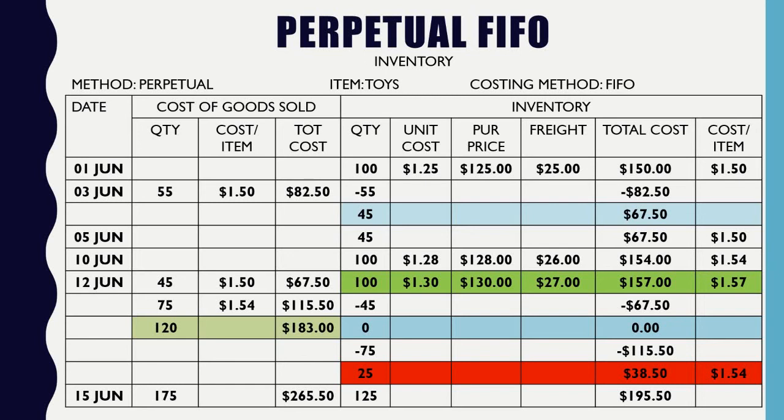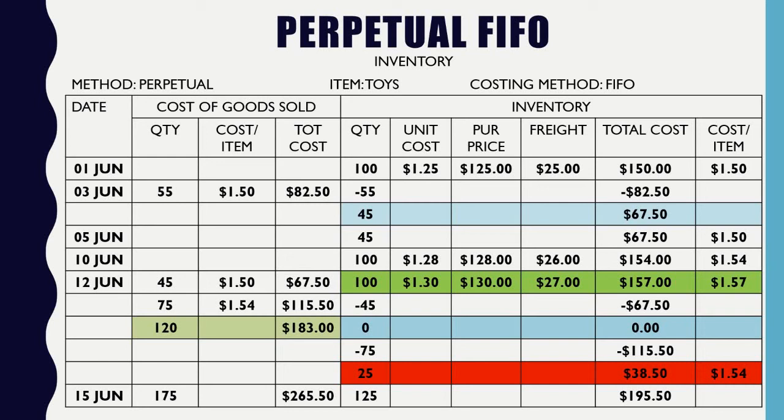Okay? And of course, right, my ending, if I were to do this, right, my total cost of goods sold was 175 units at a total of $265.50. While my ending balance should be a total of 125 units, right, my red batch and my green batch, right, at a grand total of $195.50.